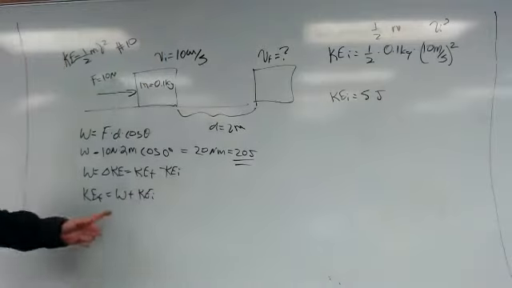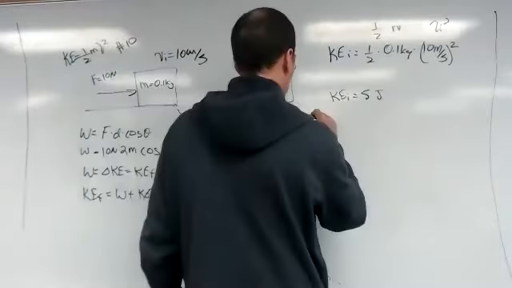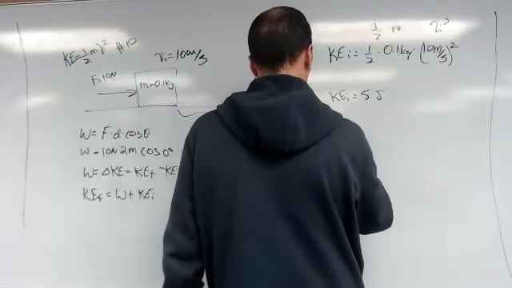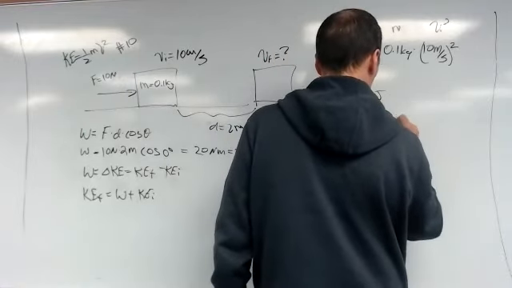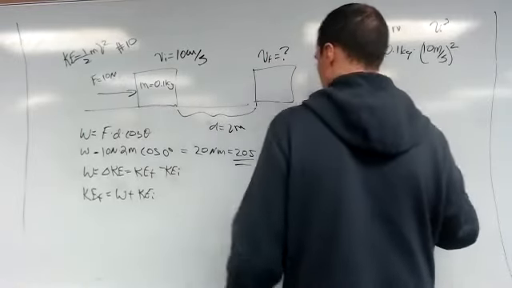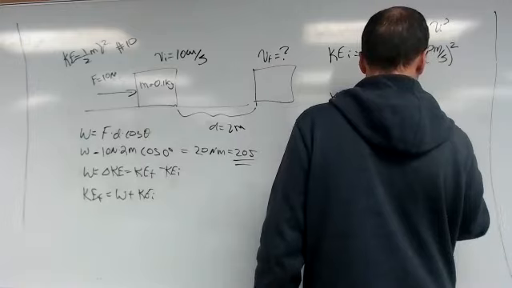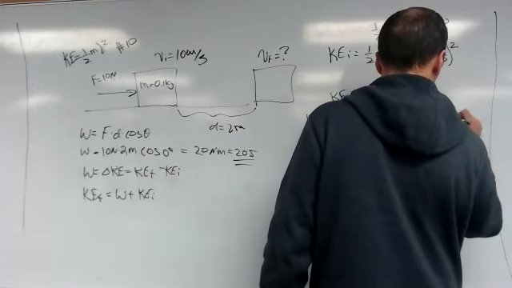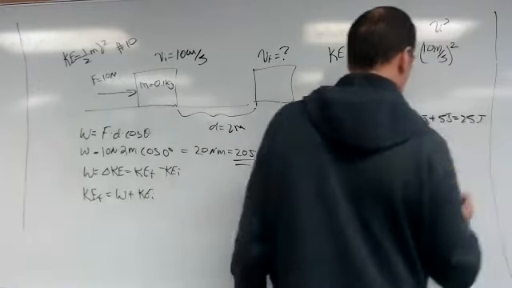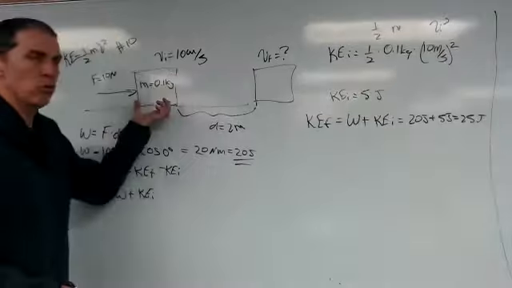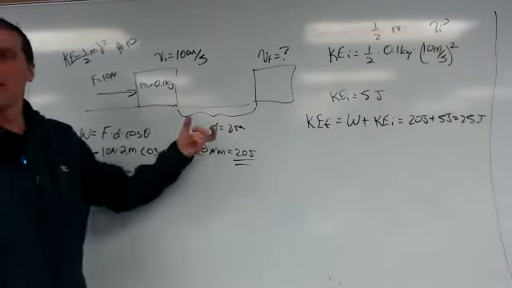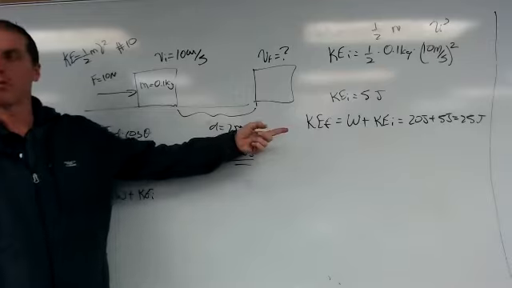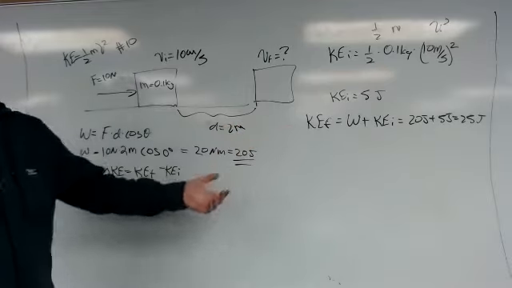It's 5 joules. And so now I can say the final kinetic energy is equal to the work plus KE initial, which is 20 joules plus 5 joules, which is 25 joules. In other words, the thing had 5 joules to start with, and I shoved it, did a bunch of work on it, and upped its energy to 25 joules. And now I want to know how fast it's going.